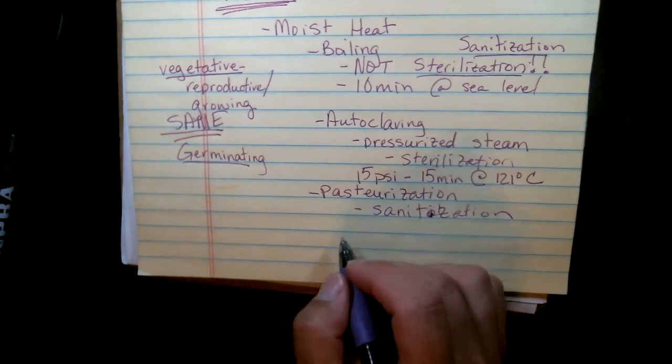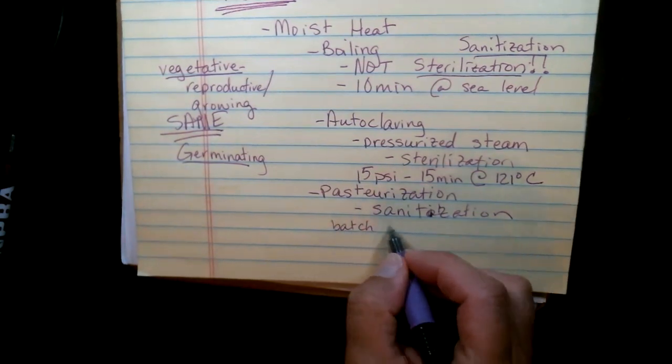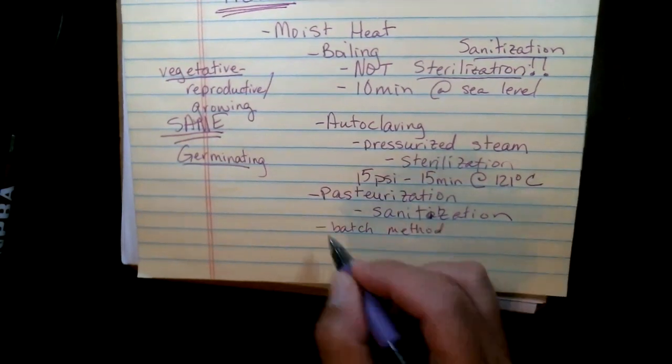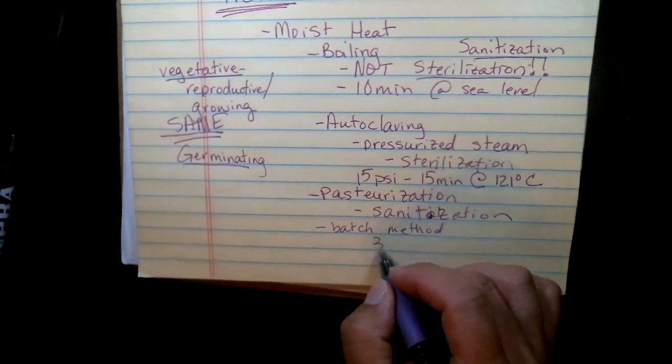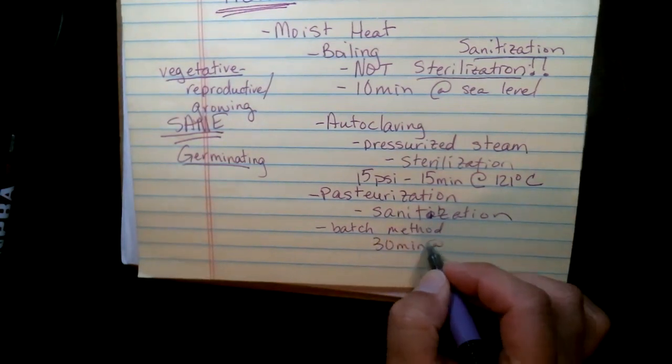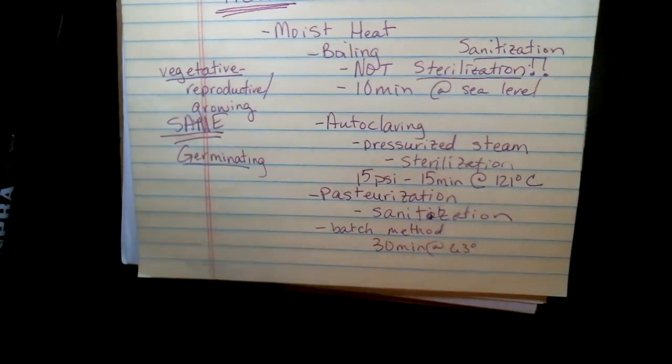Now, there's a number of different types of pasteurization. We have what's called the batch method, which is our most common method. With the batch method, they take these great big huge tanks. If anybody's ever seen the dairy industry and seen pictures of these great big huge stainless steel tanks, they're huge. They're massive. And they will literally take these and run them through what we call a batch method. 30 minutes at 63 degrees Celsius, I should say.